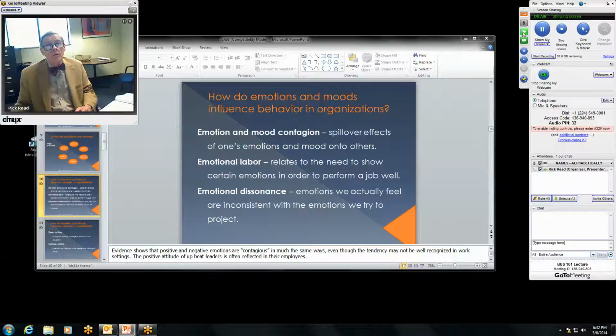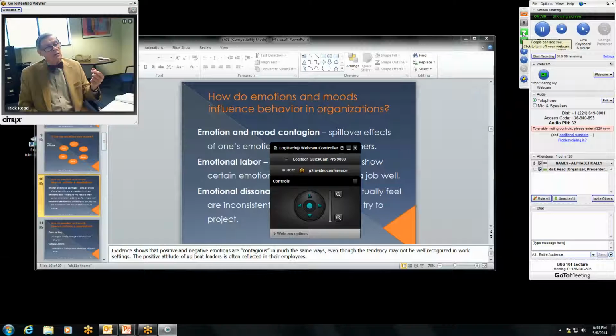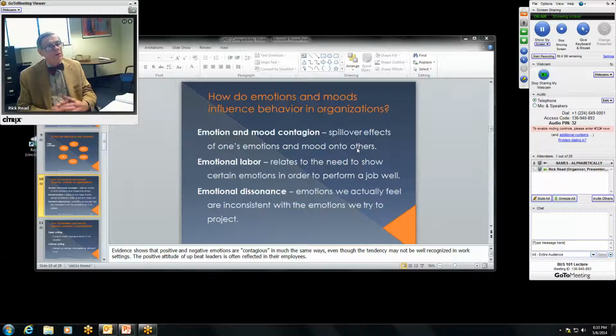Now let's look at emotion and mood contagion, emotional labor, and then emotional dissonance. Emotion and mood contagion, this is when what we're going through spills over onto others and affects them. Emotional labor relates to the need to show certain emotions in order to perform well, whereas emotional dissonance is when how we actually feel is inconsistent with what we do.